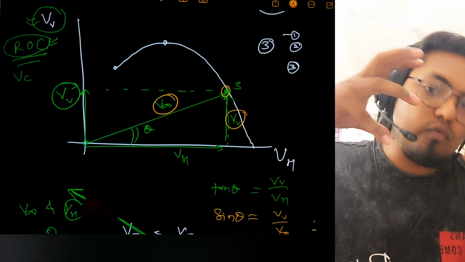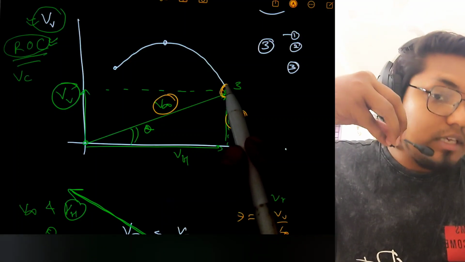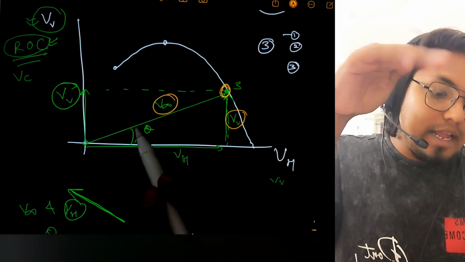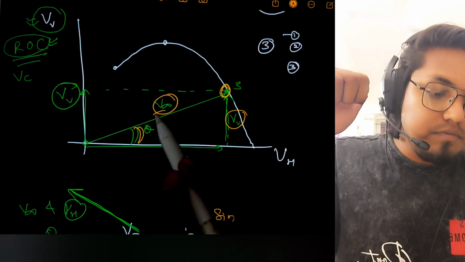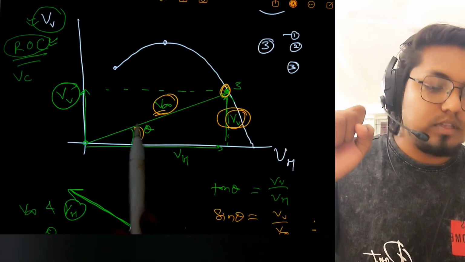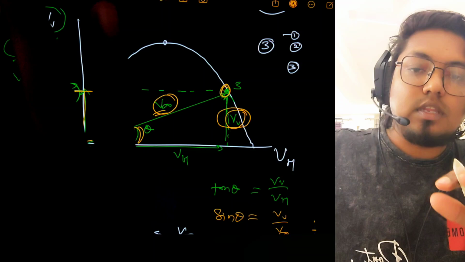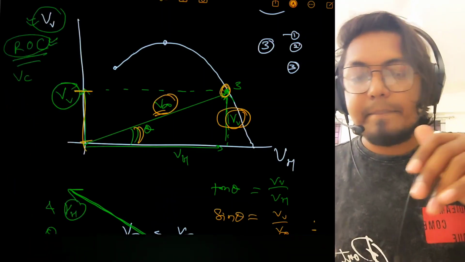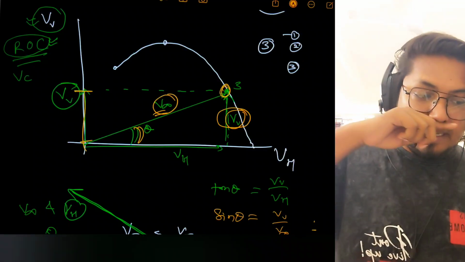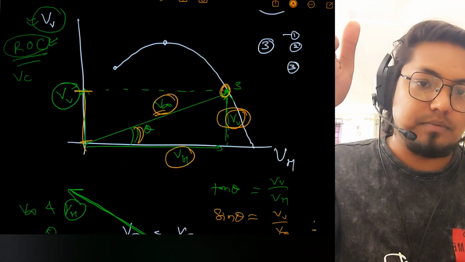Point 3 is giving me 4-5 ideas. First idea, point 3 is telling me that your aircraft is currently climbing at angle theta with velocity v infinity, and that time your rate of climb value is vv. This much value is your rate of climb value, and that time the horizontal velocity is vh, correct?